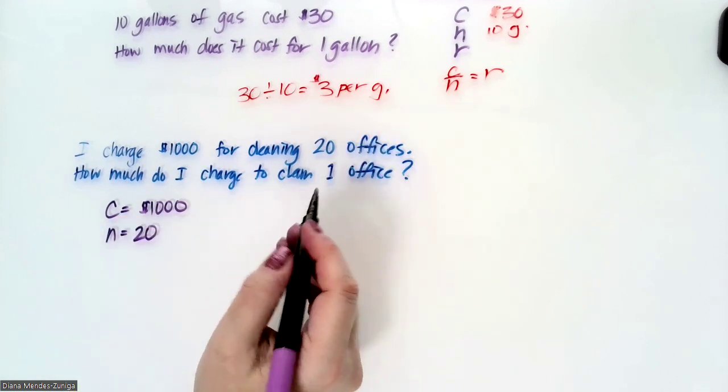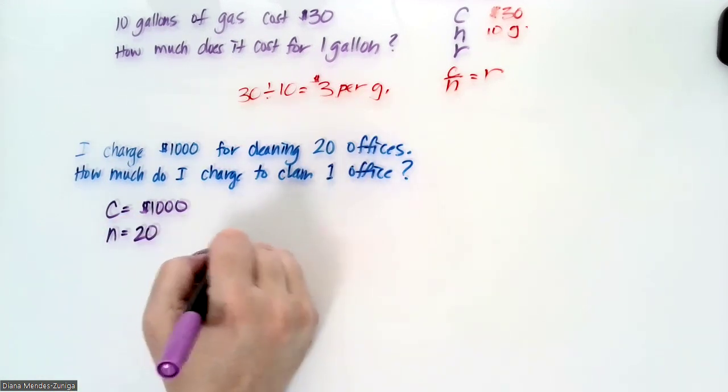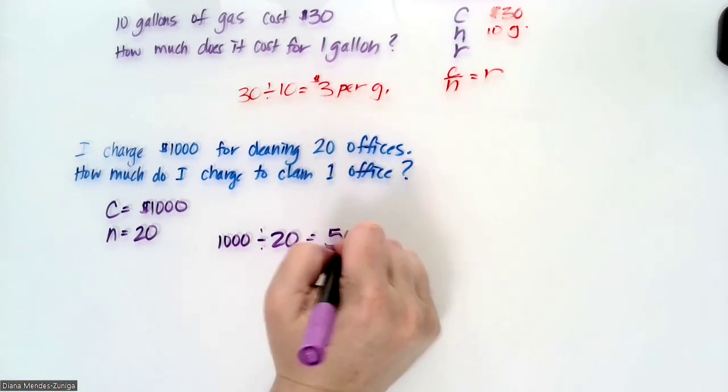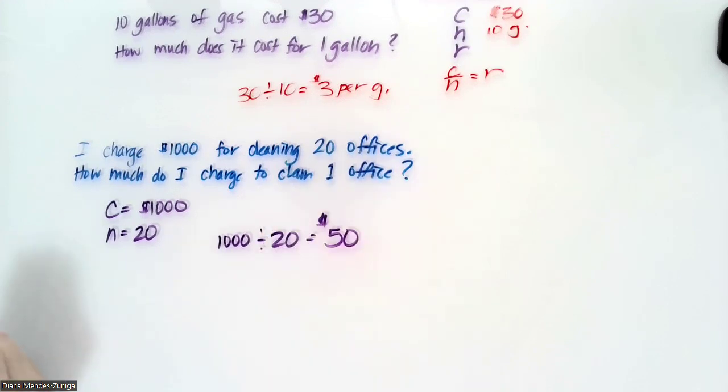We're going to do this one exactly like we did the one above: 1,000 divided by 20, and that should give us 50. Let me double check with my calculator, and that gives us 50. So we charge $50 per office. This is the same type of formula, using C over N equals R, which translates to the total cost divided by the number of units gives us how much per unit.